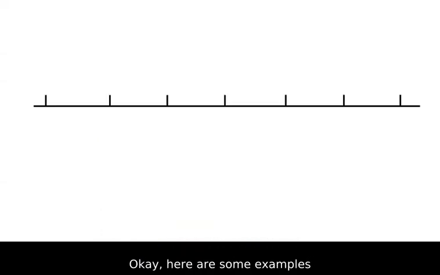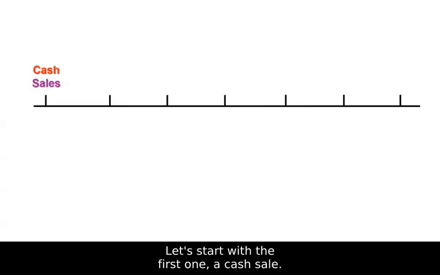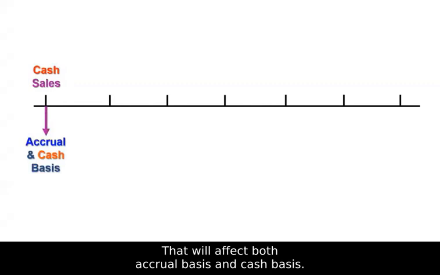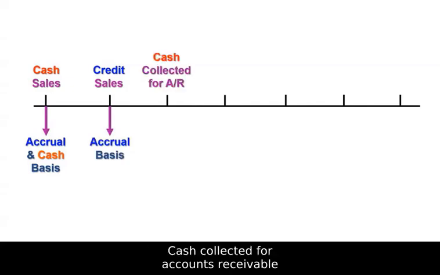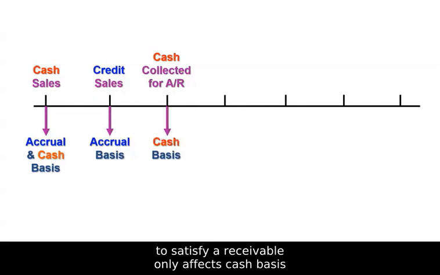Okay, here are some examples of how different transactions affect cash basis and accrual basis. Let's start with the first one, a cash sale. Okay, that will affect both accrual basis and cash basis. A credit sale only affects accrual basis net income. Cash collected for accounts receivable to satisfy a receivable only affects cash basis because of the cash being collected, does not affect accrual basis.